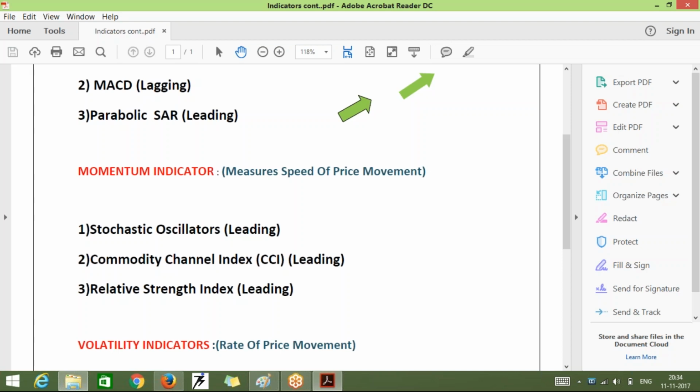Suppose, for example, we are considering Hindustan Unilever. We have got a direction that yes, it's an upward trend, it will be moving upward. But coming to the momentum indicator, it gives what exactly the speed would be. Can it cover 20-30 points in just intraday itself, or does it need time?